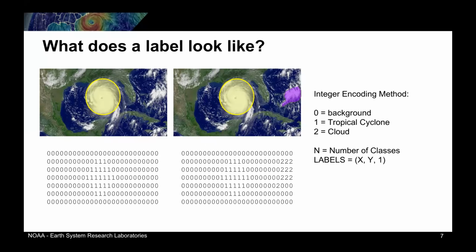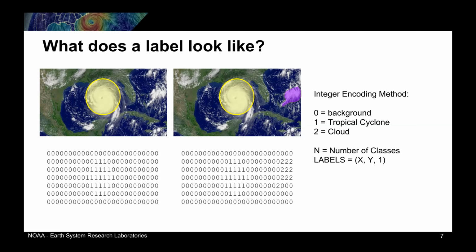So what does a label look like? When we're labeling information, we need to convey to the machine learning algorithm where these features are in a particular image. This can be as simple as a binary mask using an integer encoding method. So in this case, on the left here, you see we have a circle that indicates where a hurricane is in this particular image. The array below is a representation of what this would look like in, say, a NumPy array in Python.